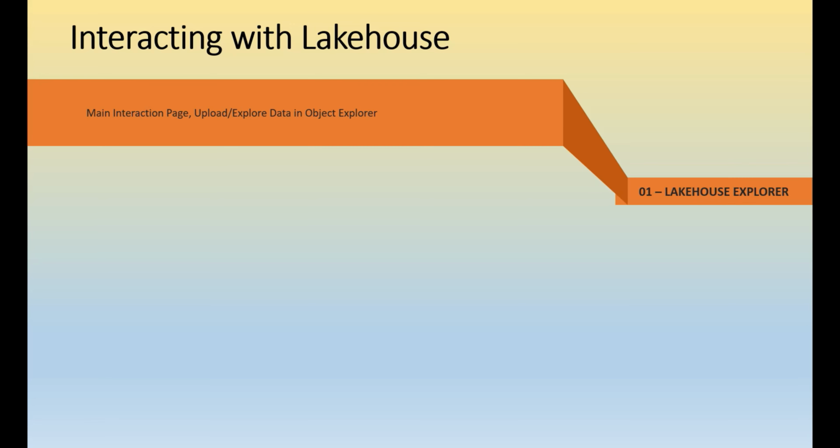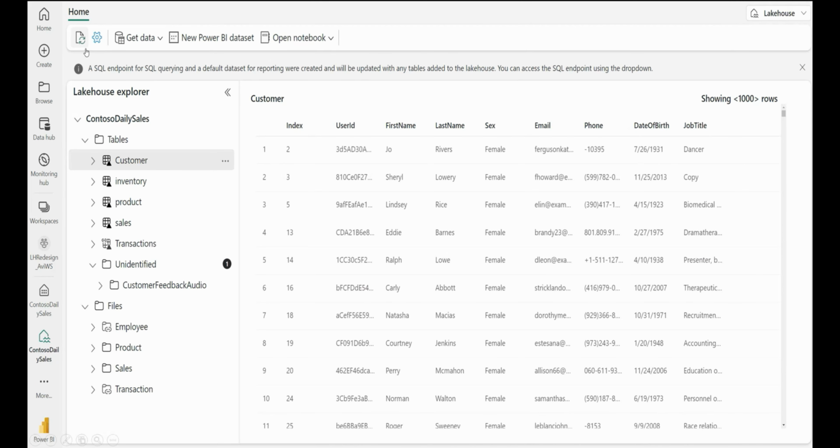The first one is the Lakehouse Explorer. This is an application, a main interaction page basically, where you can explore data in the Object Explorer. We will see in the upcoming practical videos how to do this. So this is one way of accessing it. It is just a page like this, where you can click on get data and upload the data, right? This is what we call the Lakehouse Explorer.